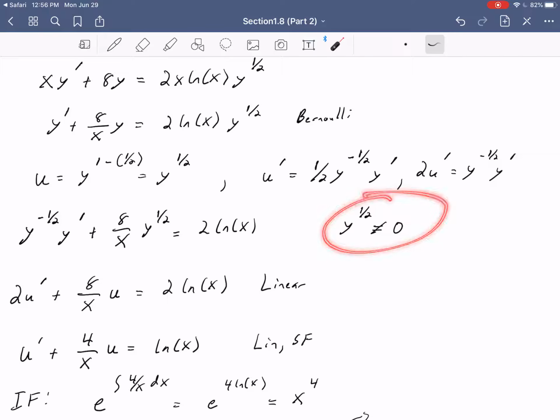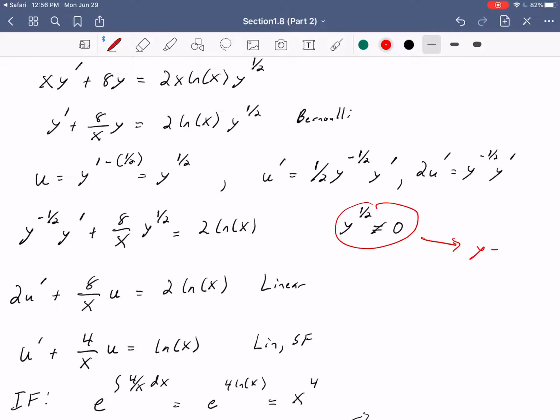So let's go back and just consider this real quick. We'll just pop that over to the side here. This, of course, would mean that we'd have to check y equals 0. So when is y to the 1/2 potentially 0? It would be when y is 0.